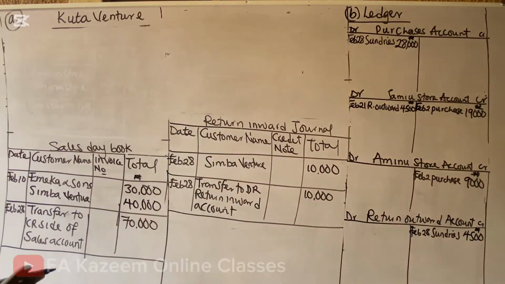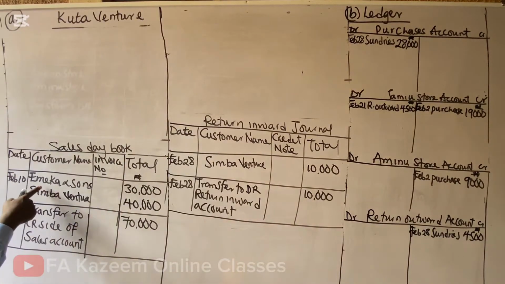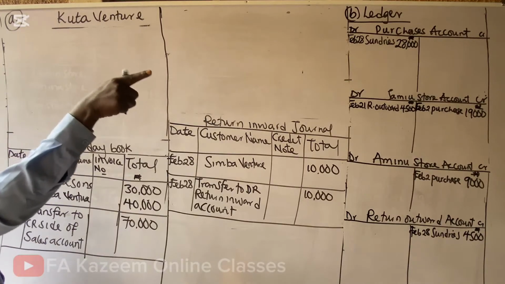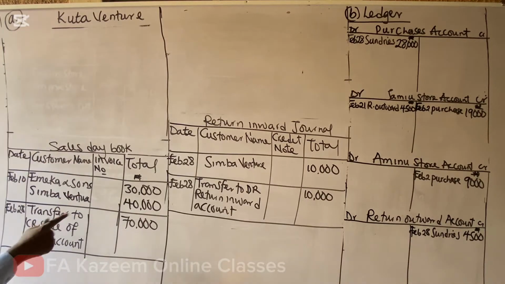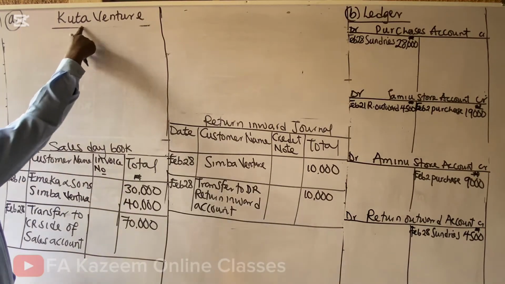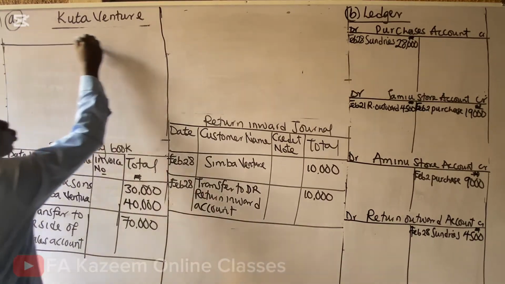The sales day book. Goods sold on what? Credit. What do we say to? We sold goods to Emeka and Simba. Now we are selling goods out. Sold goods out. It means transfer to the credit side. When you are giving out, you credit. This goods is sold out by what? Conta. And what's the total goods that was sold out? 70,000.